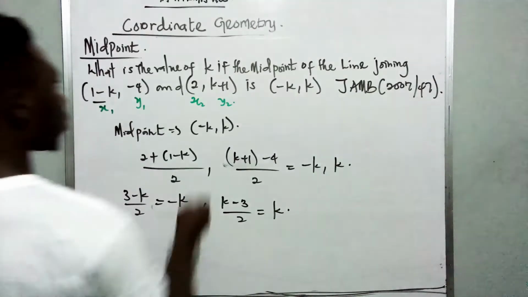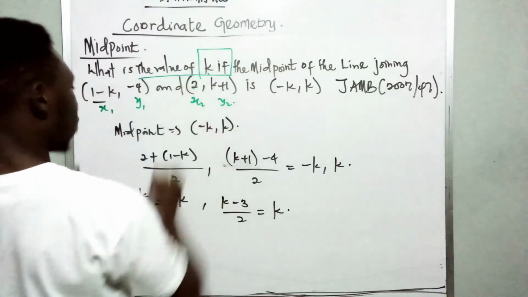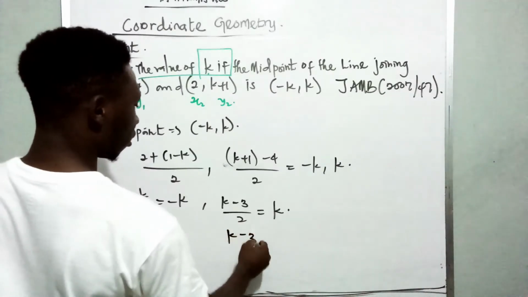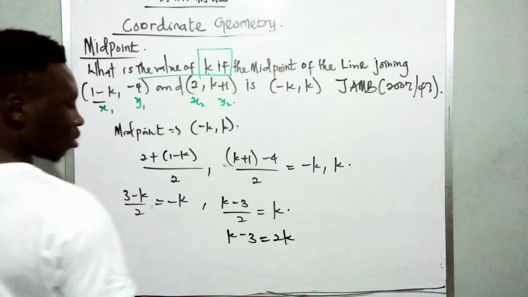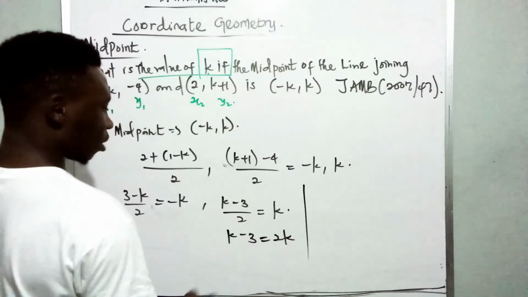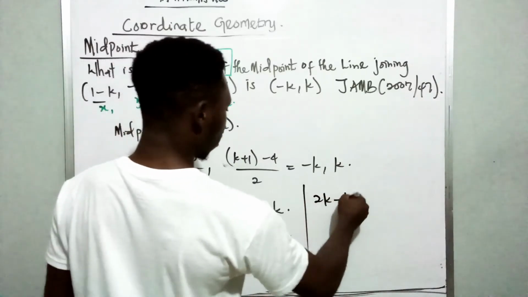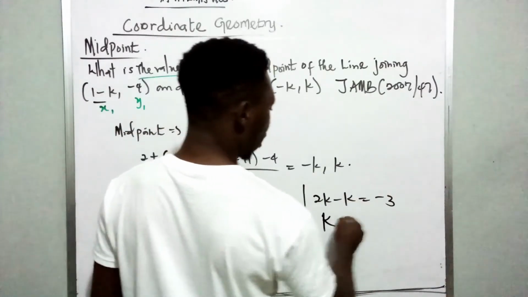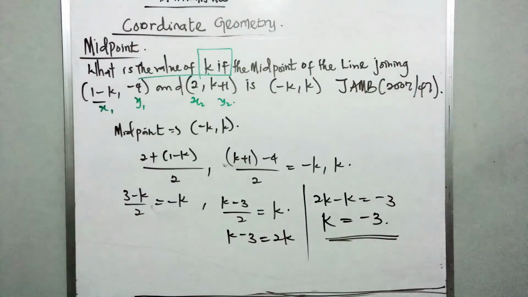So at this junction, the question made a specification: find the value of k. So we're going to leave negative k and go with positive k. So this becomes k minus 3 is equal to 2k. So we cross multiply. At this junction, this comes over, so it becomes 2k minus k is equal to minus 3. So 2k minus k, that's k is equal to minus 3. So minus 3 there is our final answer.